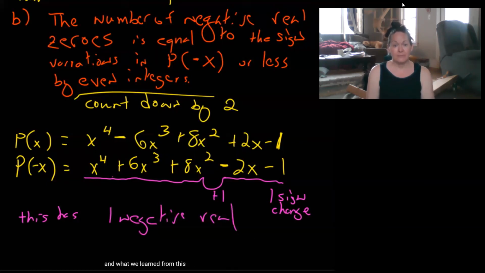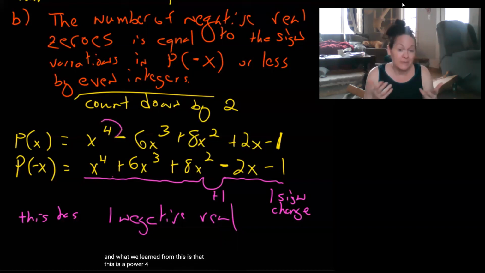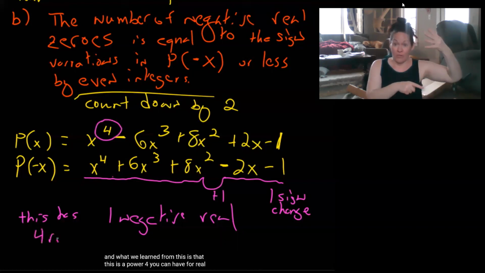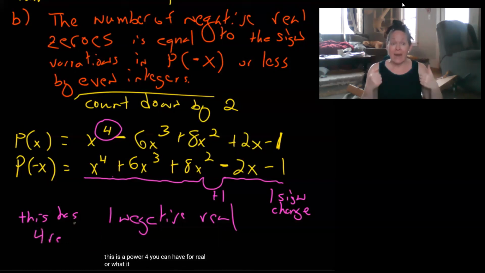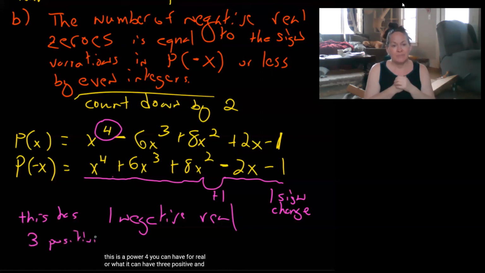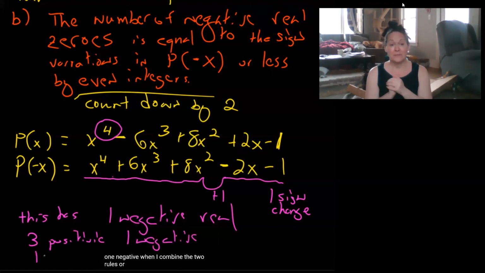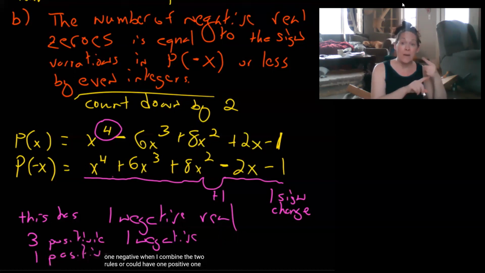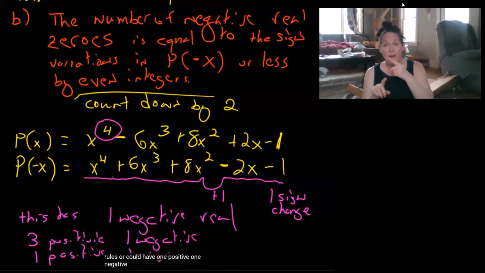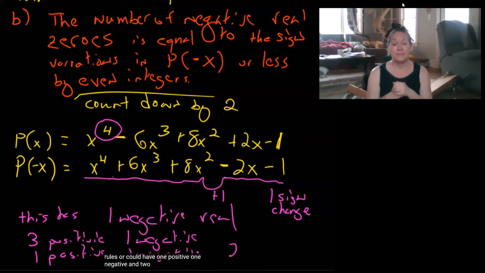And what we learn from this is that this is a power 4. It can have 4 real, or what? It can have 3 positive and 1 negative when I combine the two rules. Or it could have 1 positive, 1 negative, and 2 of something else.